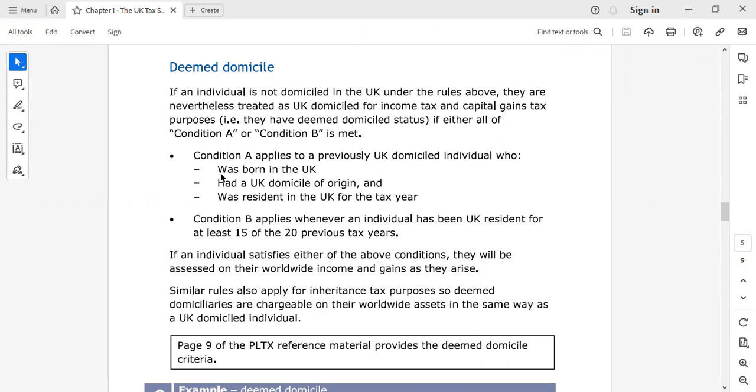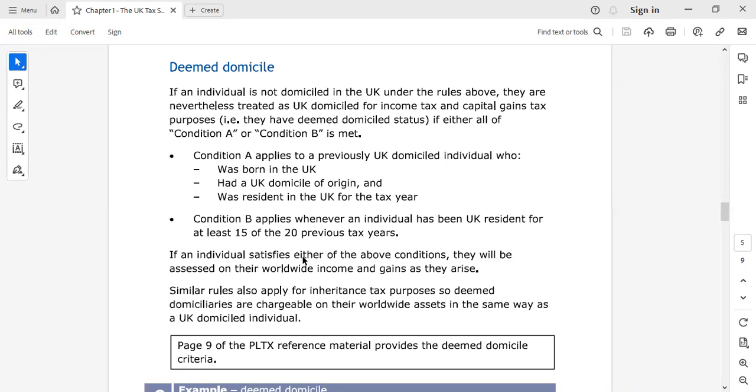If the person was born in the UK, has a UK domicile of origin, and was resident in the UK for the tax year, then if all these conditions are true, the person has a deemed domicile. Or if all these three conditions are not true, then we will test condition B. He should have been a UK resident for at least 15 of the previous 20 tax years.